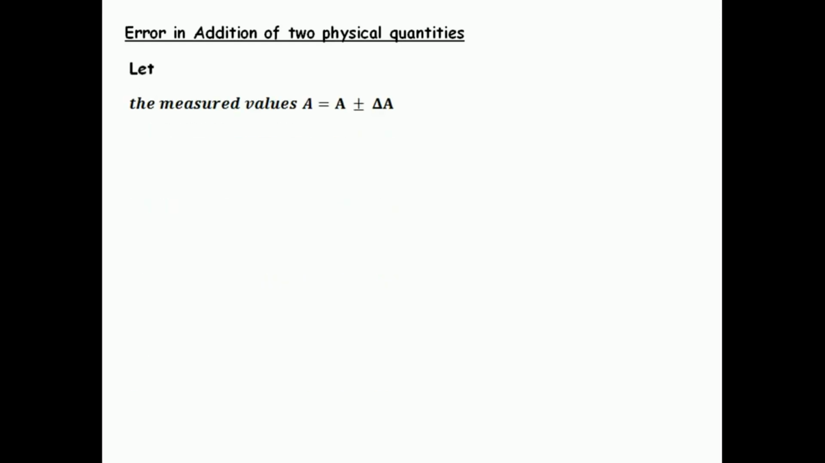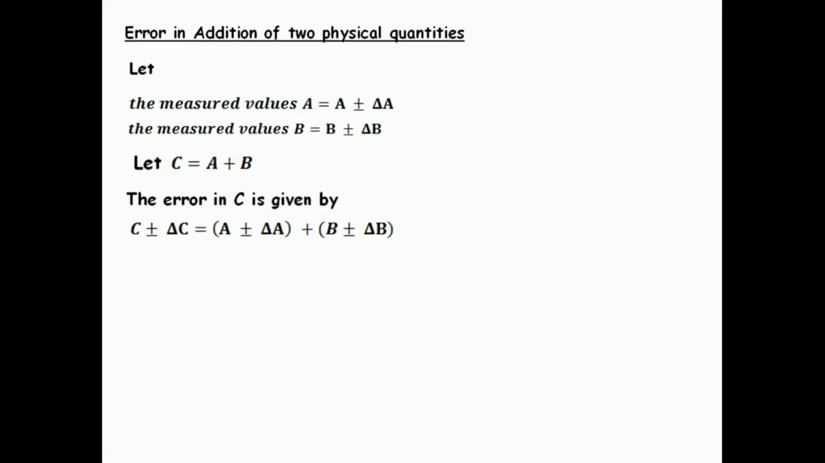Suppose I have a measured value of a, that is a plus minus delta a. Similarly, the measured value of b is b plus minus delta b, and this delta b is the mean absolute error that we have done in the previous video. Suppose I am adding a and b, so c is a new physical quantity which I get from adding a and b. So now c plus minus delta c can be written as, I'll put the value of a and b, so a plus minus delta a plus b plus minus delta b. I'll open the bracket here, and I'll keep a and b together and delta a and delta b together.